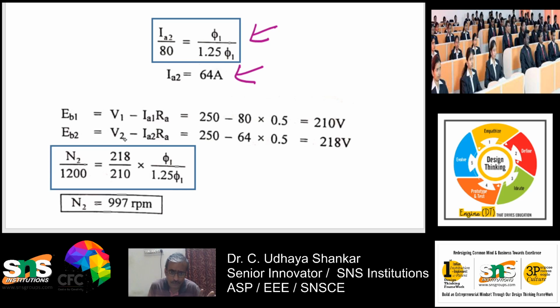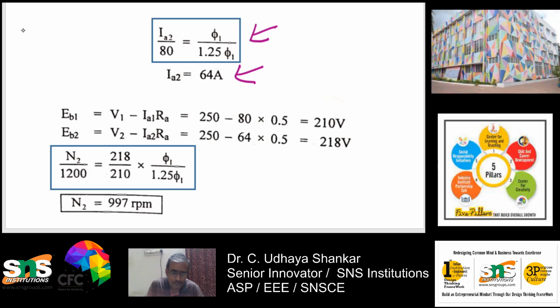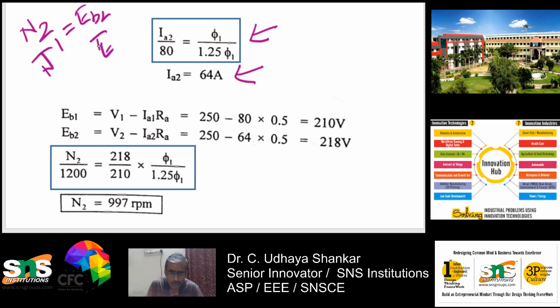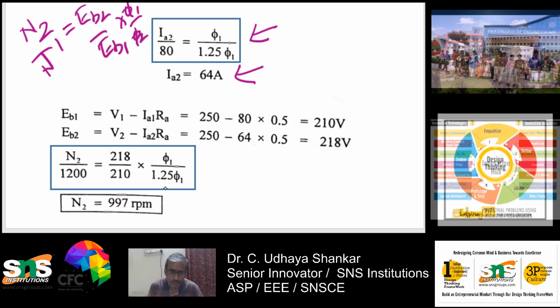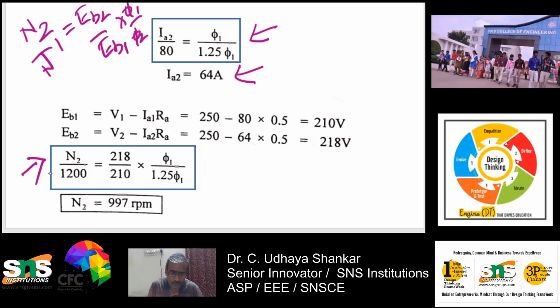Now you want to find the speed. What is the basic formula? N2 by N1 equal to EB2 by EB1 into phi 1 by phi 2. That basic formula we have already discussed. So here you can write the same formula.